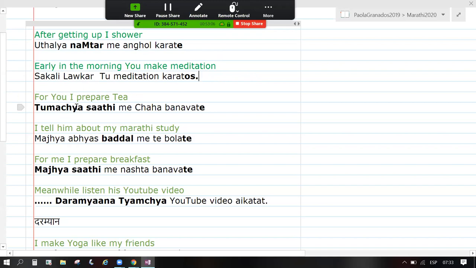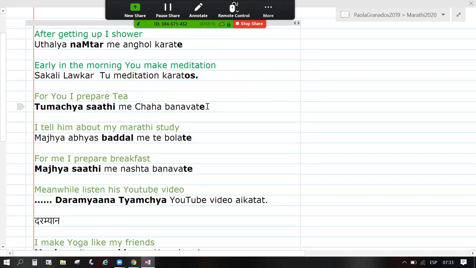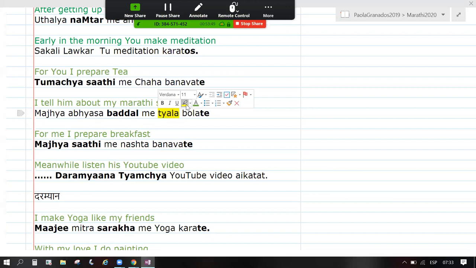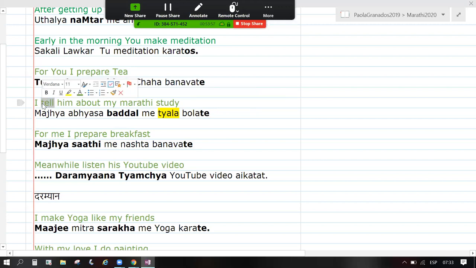For you, I prepare tea. Tumcha sati mitaha banavate. I tell him about my Marathi study. Majha abhyasvara mithe bolate. Majha abhyasa baddal. So abhyas is the word. Abhyasa is the samanya roop form. A-B-H-Y-A-S-A. Abhyasa baddal. And it will be me, Tyala Sangte. I tell him. So Tyala. And instead of Bolate, it will be Sangate. So tell him. Then better to tell and change it to tell. Sangate. Yeah, I tell him about.